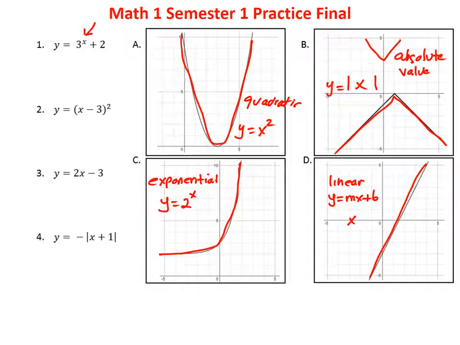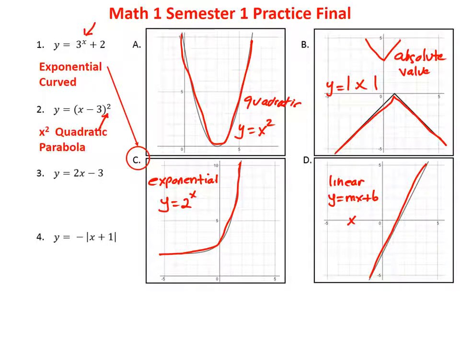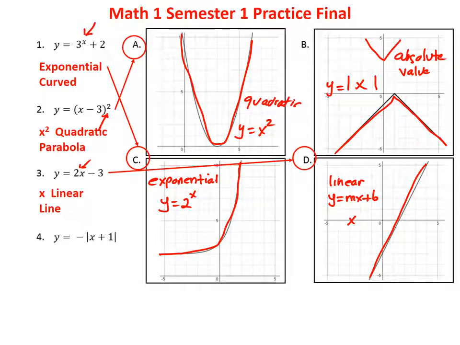When we come to number 1, we notice that there's an x in the exponent. That's going to be our exponential function curve. So the answer there is C. Second one, you'll notice it has a square term. That's going to be our quadratic parabola, or A. Then our next one, x is all by itself without any x squared, cubed, or square root. That's going to be our linear function, number D.